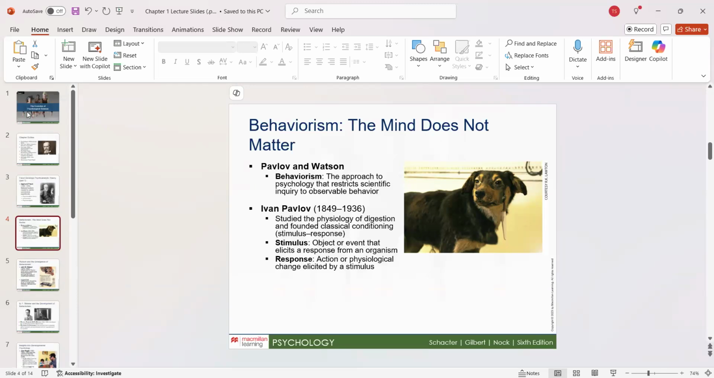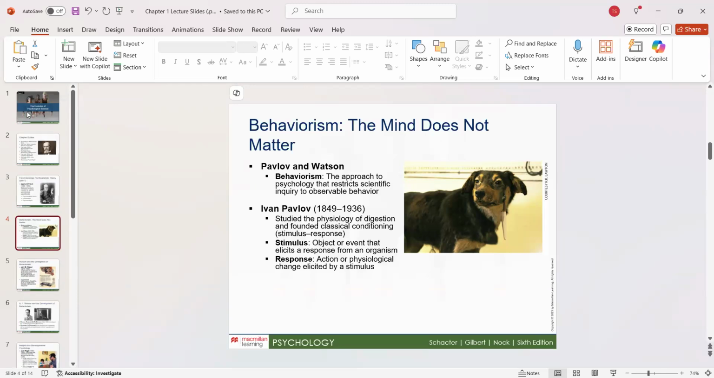So the very first person who kind of introduced the concept of behaviorism was a man named Ivan Pavlov. He actually was not a psychologist originally. He was a physiologist and he worked with dogs. If you have ever heard of Pavlov and his dogs, classical conditioning, he was the person who spearheaded that. And the way that he did this was kind of accidental.